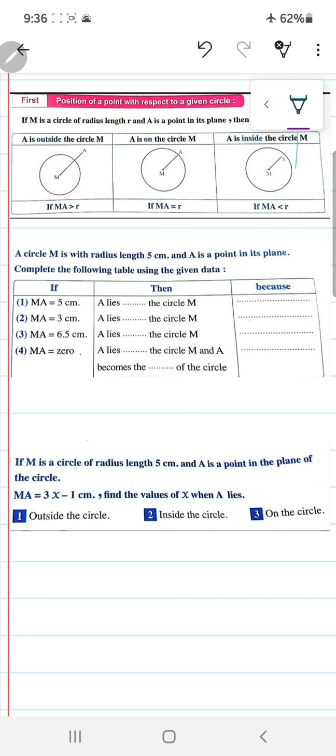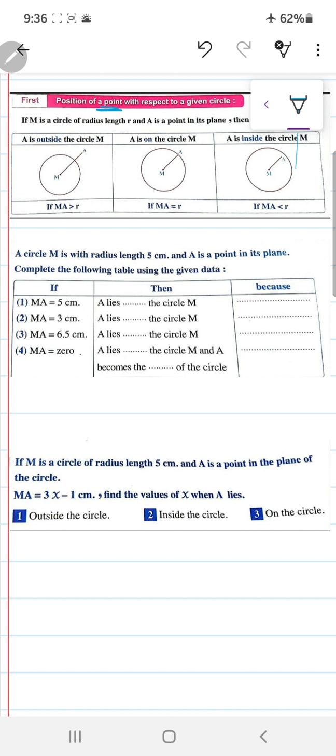Hello everyone. Our lesson today is lesson 2 in unit 4, which is position of a point and a straight line with respect to a circle. We said before in lesson 1 that the circle divides the plane into 3 sets of points: first, on the circle; second, inside the circle; third, outside the circle. Here we talk about the position of a point and a straight line with respect to a circle.